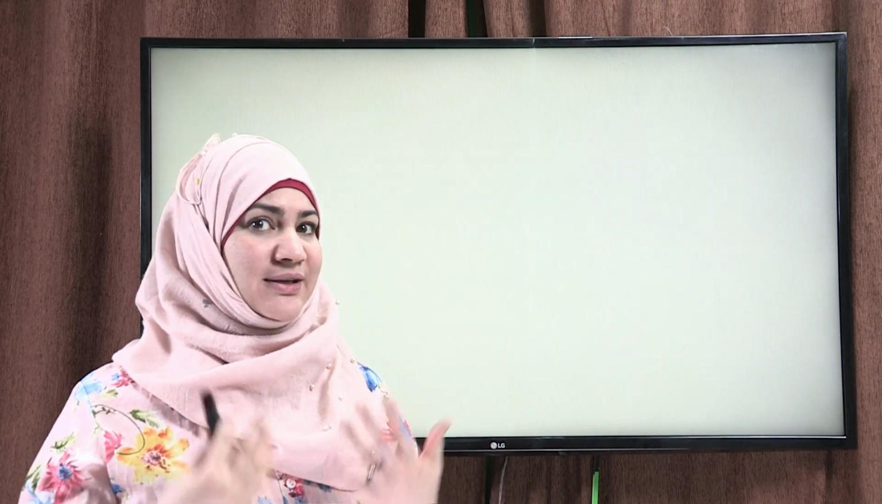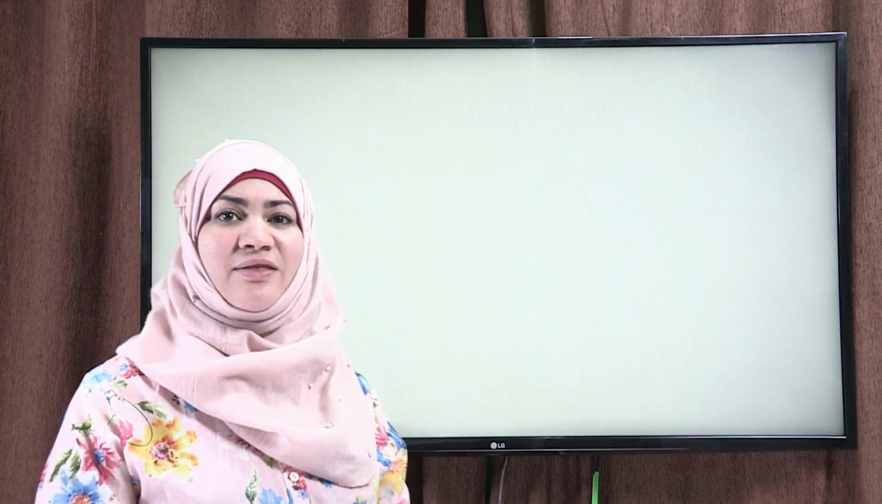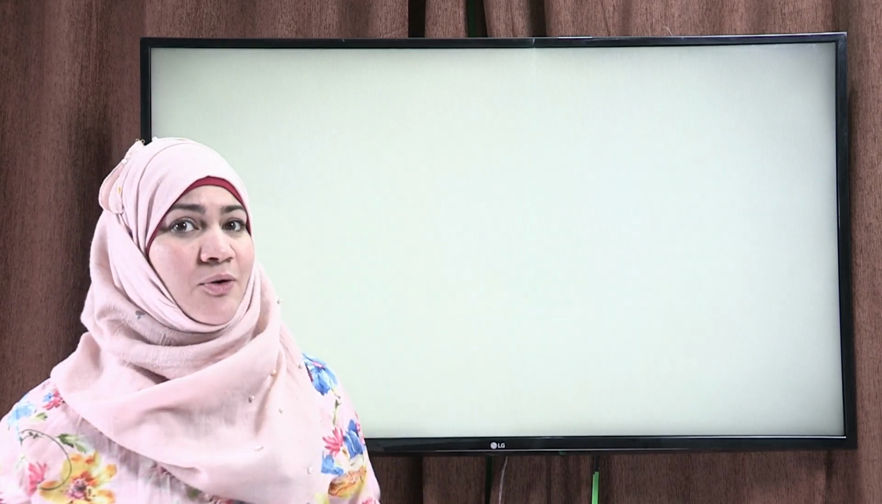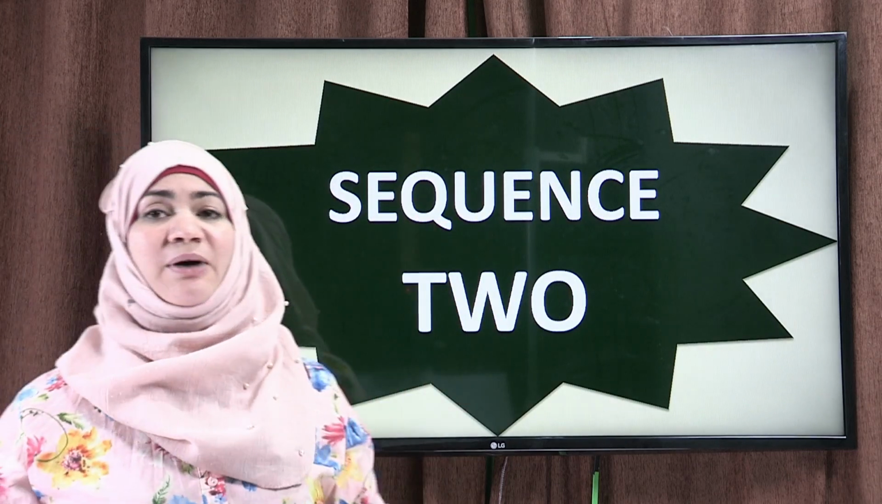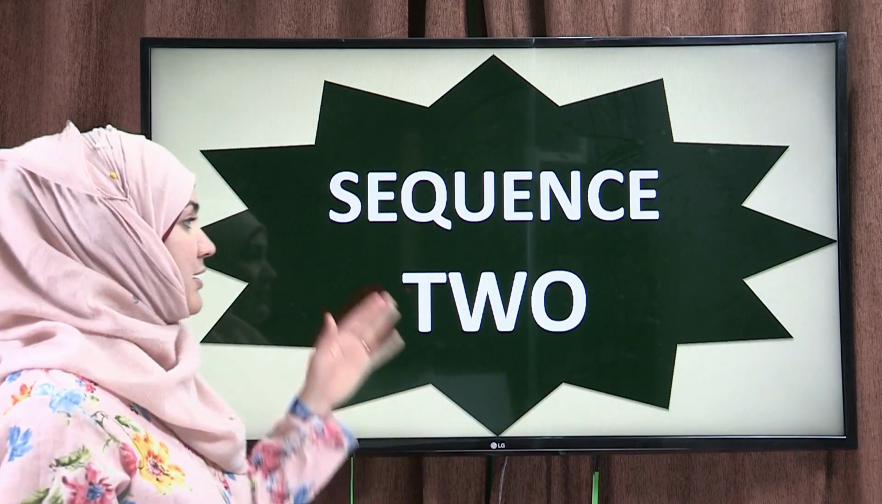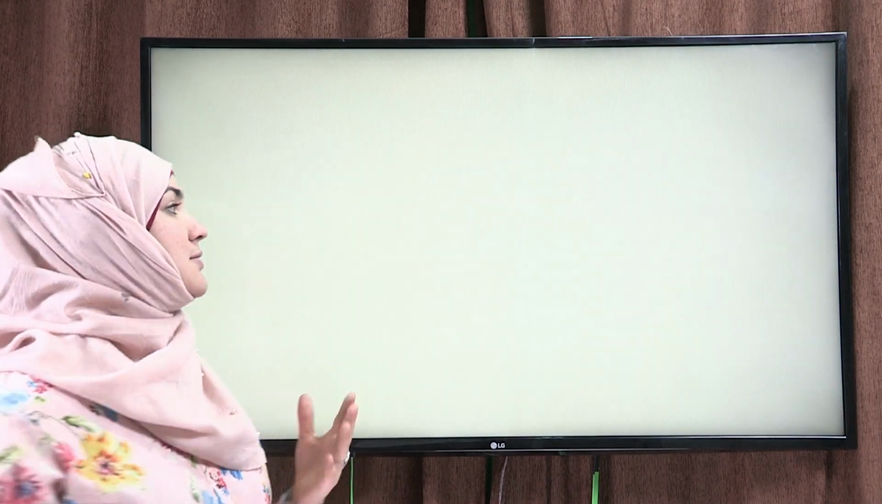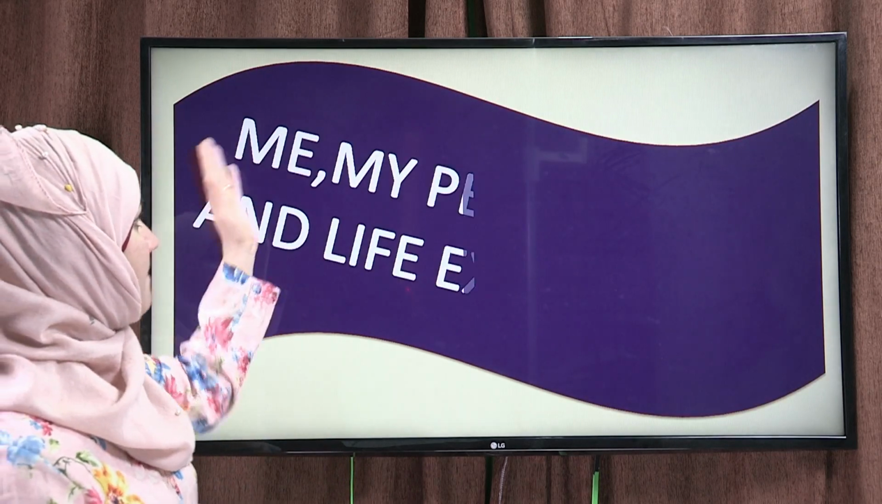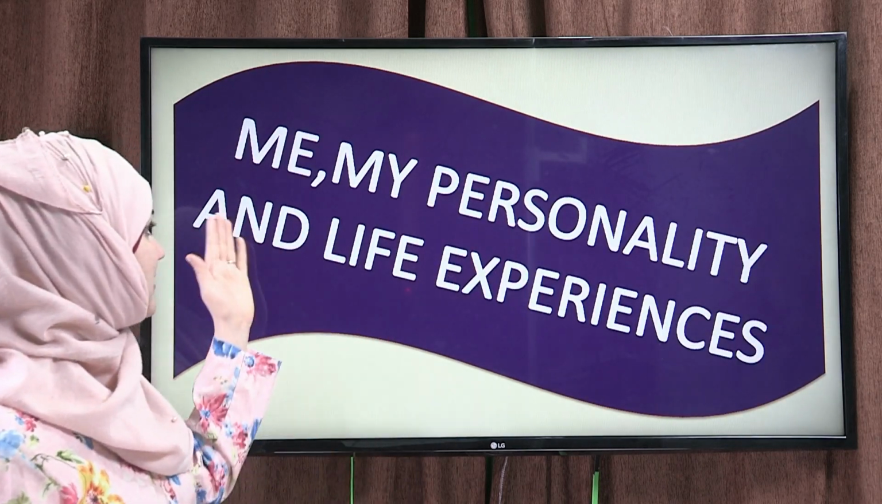Today we are going to continue our lesson, forming adjectives, part 2. Before starting the lesson, as usual, we remember together the title of your sequence 2. So it is about sequence 2. The title is: Me, my personality and life experiences.